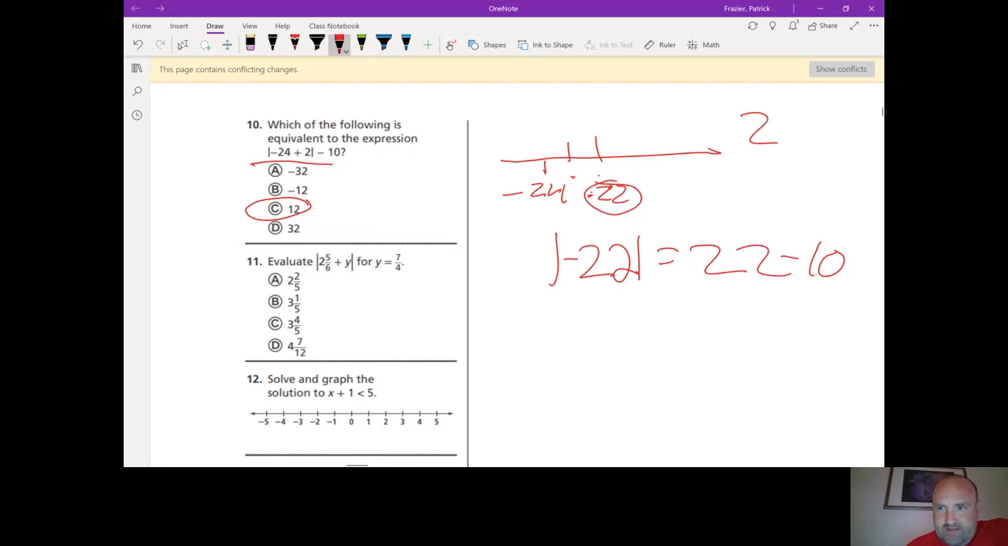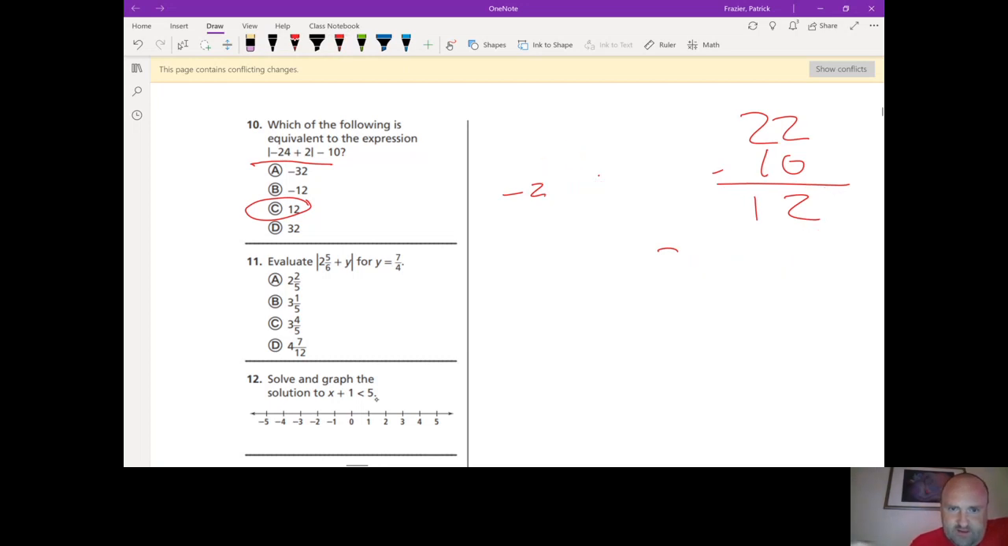22 minus 10. 2 minus 0 is 2. 2 minus 1 is 1. 12. Next, we have problem 11, which asks us to evaluate the absolute value of 2 and 5/6 plus y, if y equals 7/4.